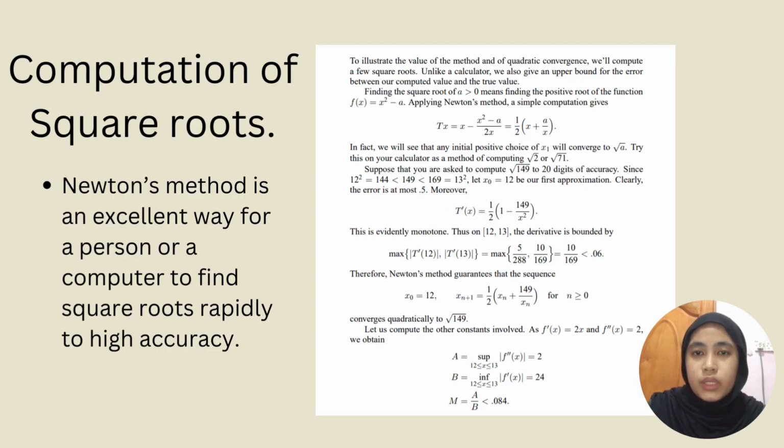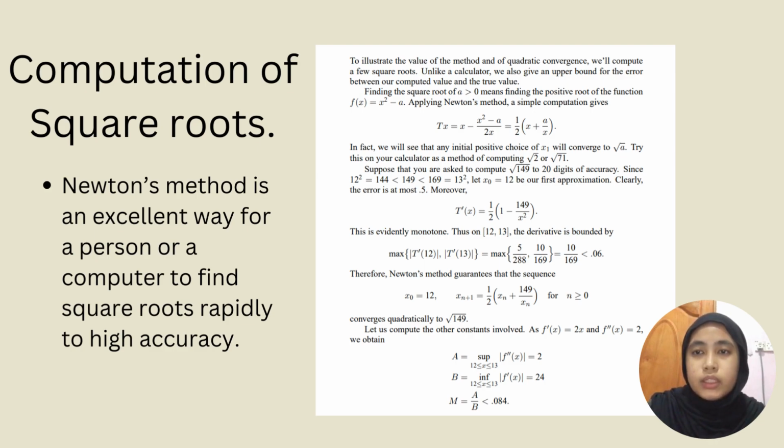Computation of square roots. Newton's method is an excellent way for a person or computer to find square roots rapidly to high accuracy. To illustrate the value of the method and of quadratic convergence, we'll compute a square root. It also gives an upper bound for the error between the computed value and the true value. Finding the square root of a greater than 0 means finding the positive root of the function f(x) equal to x squared minus a. Applying Newton's method, a simple computation gives T(x) equal to 1 over 2 times (x plus a over x).